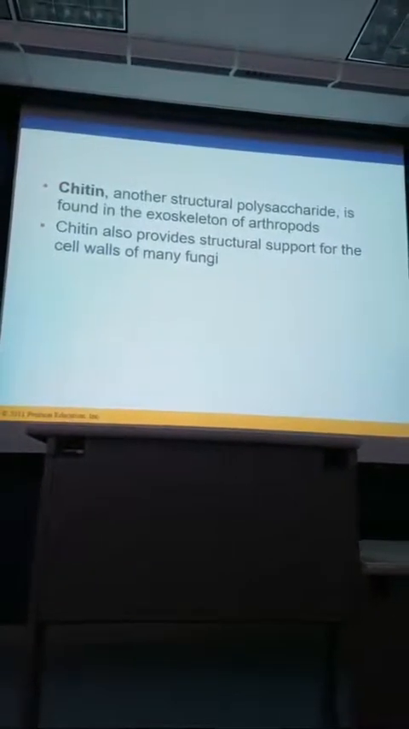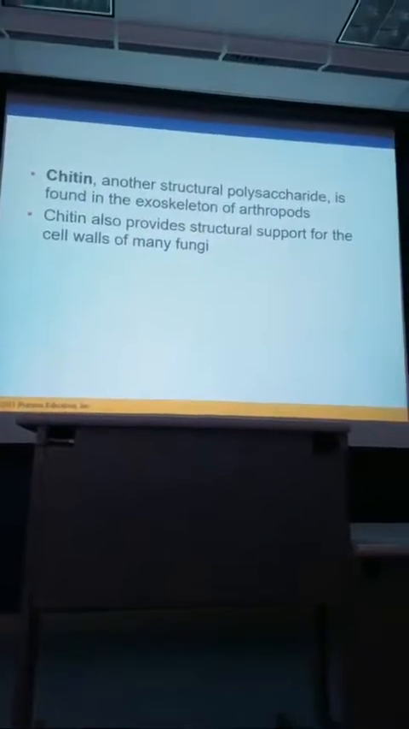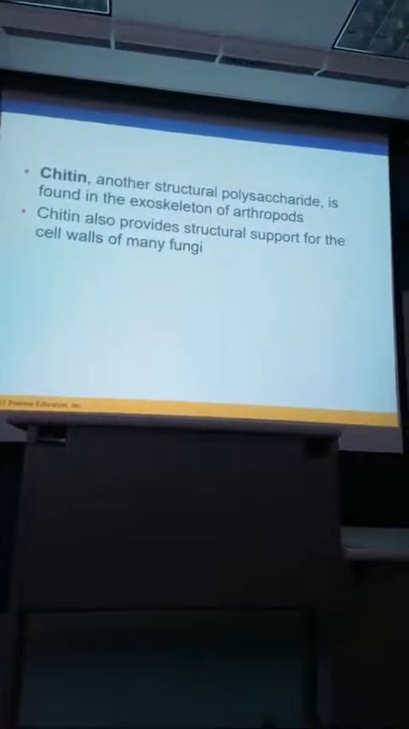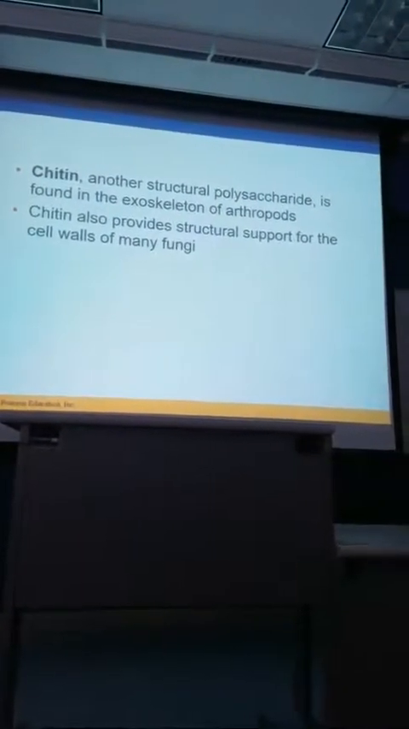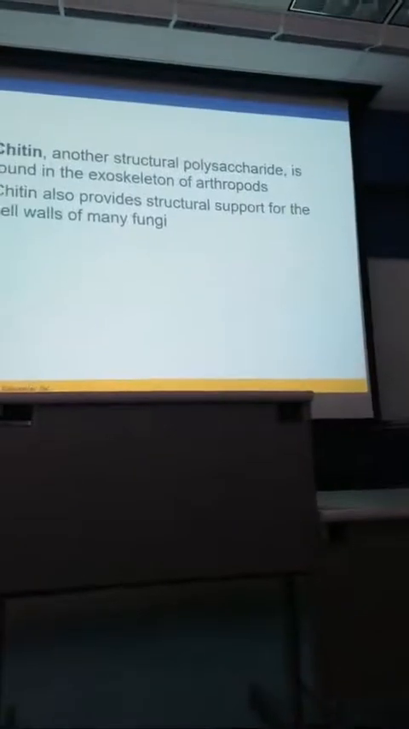Chitin, remember, is another form of polysaccharide, and that makes up the exoskeleton of arthropods, insects, and so forth, crabs, lobsters, and also the cell wall of fungi.